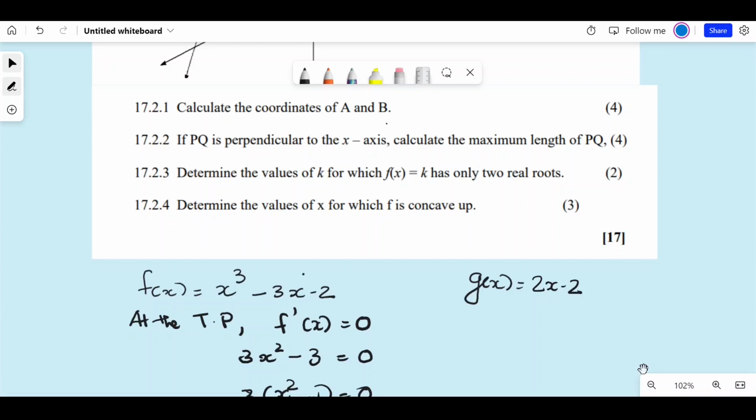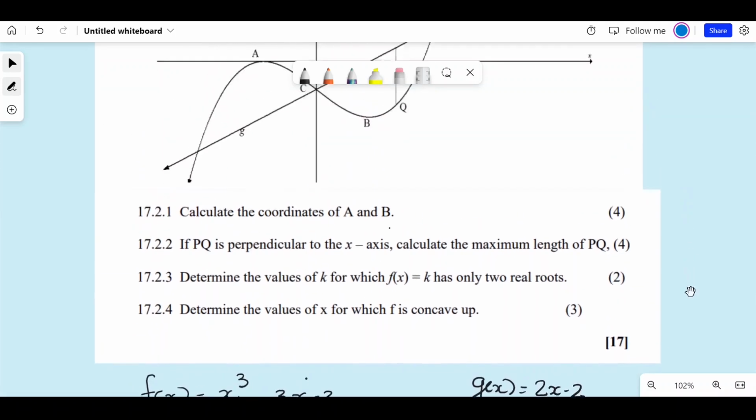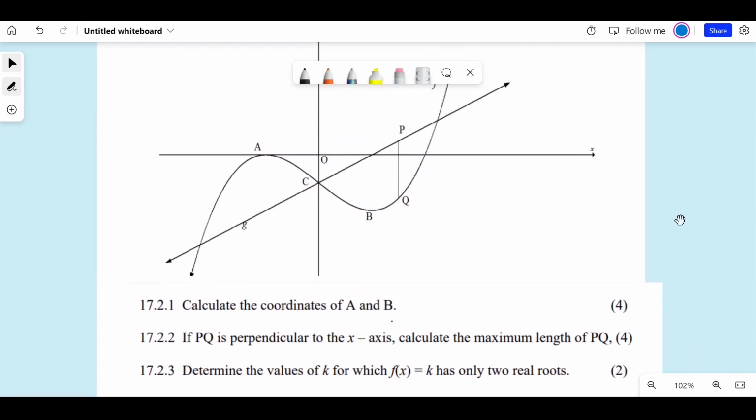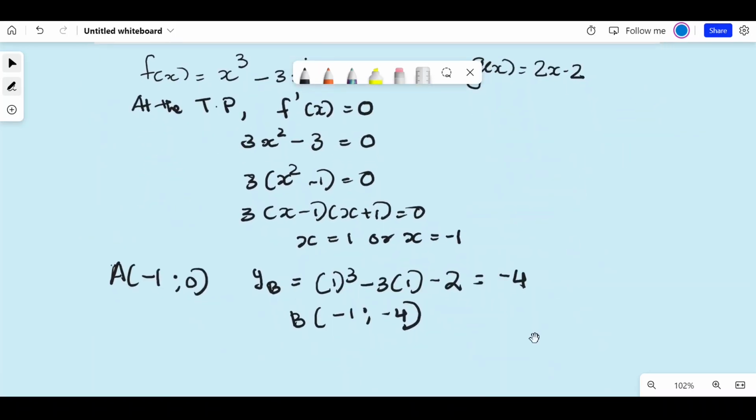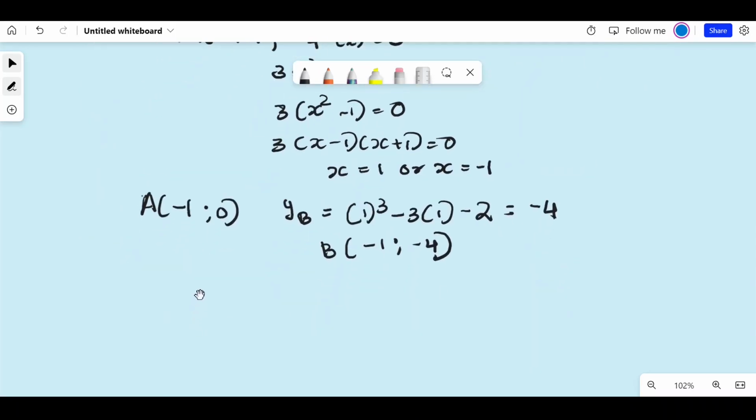17.2.2: if PQ is perpendicular to the x-axis, calculate the maximum length of PQ. Okay, you look at PQ here. You can see PQ is the distance between the two graphs. It's drawn from G to F. So it's a vertical distance between the two graphs. Whenever the question is about the vertical distance, it's top graph minus bottom graph. So the length of PQ is top graph minus bottom graph.